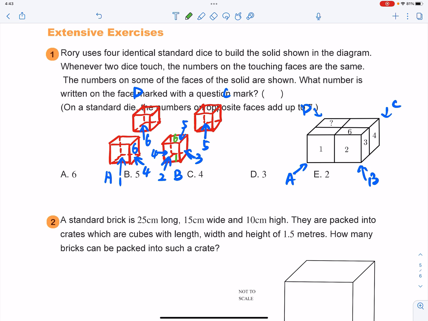Okay, so let's take a look at this dice C. Because the right face of dice C is 4, the left face of dice C will be 7 take away 4, you get 3. And that means this is 3 here. Of dice D, the right face of dice D is number 3. So you see, about dice D, we have 2 faces, which are 3 and 6.